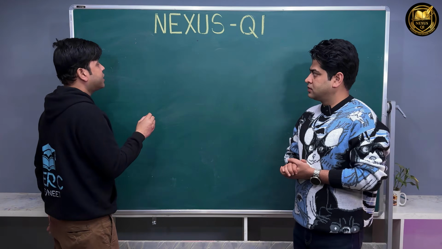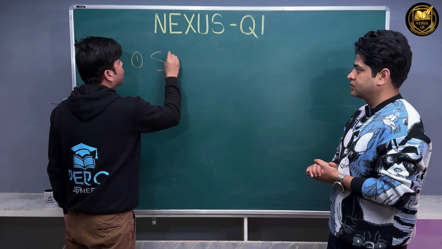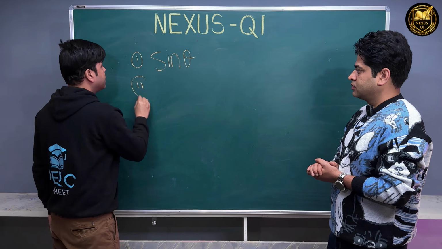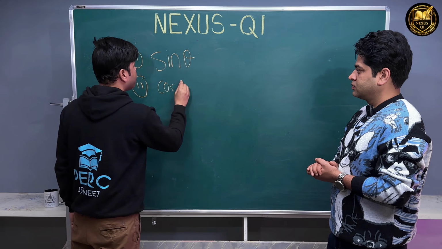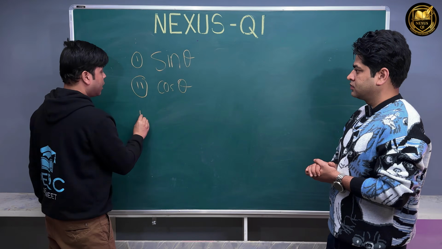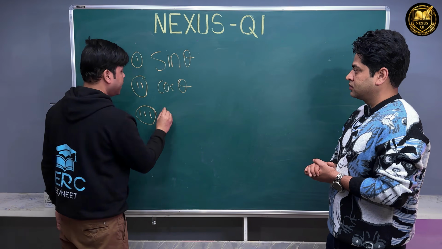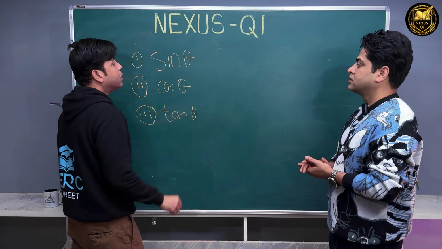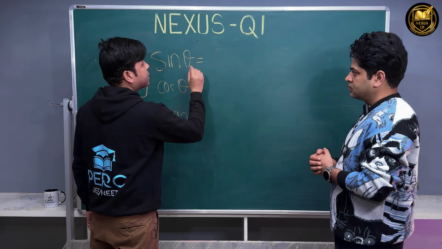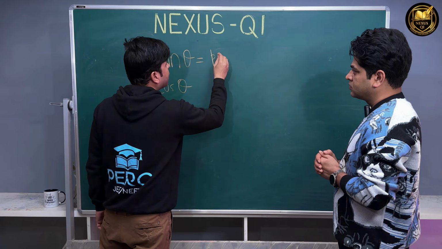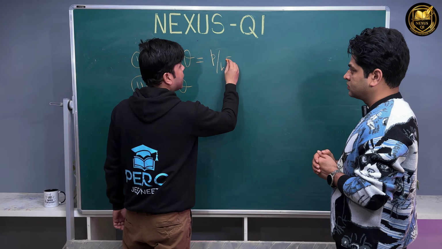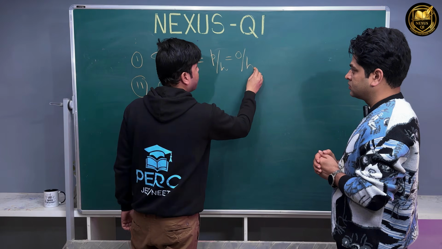Done. Total we have 6 ratios. The first one we call sine of angle theta. Next one is called cos of angle theta. Third one comes to be tan of angle theta. So sine of theta is nothing but the ratio of perpendicular by hypotenuse, or we also call this opposite by hypotenuse.